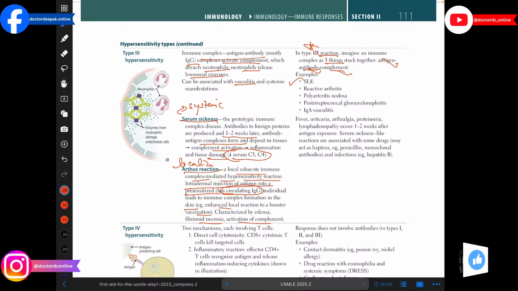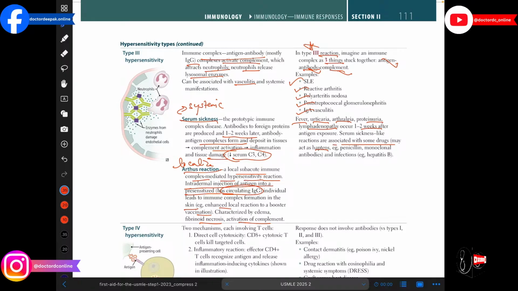We have the examples of SLE, reactive arthritis, polyarteritis nodosa, post-streptococcal glomerulonephritis, and IgA colitis. Fever, urticaria, arthralgia, proteinuria, and lymphadenopathy occur 1 to 2 weeks after antigen exposure. Serum sickness-like reactions are associated with some drugs that may act as a hapten, like penicillin and monoclonal antibodies.